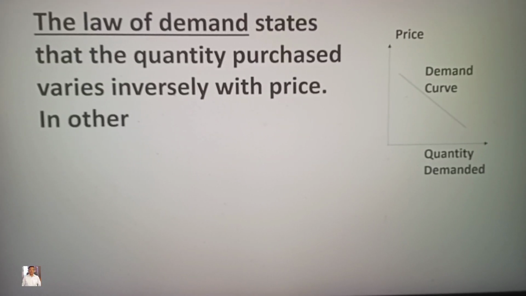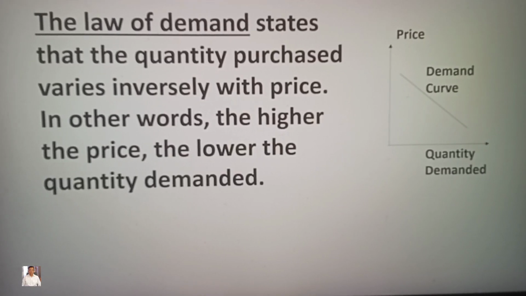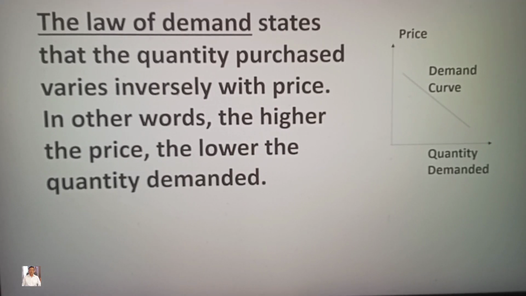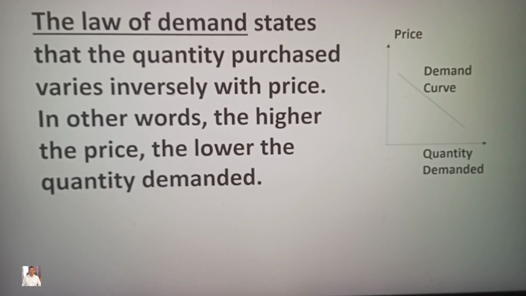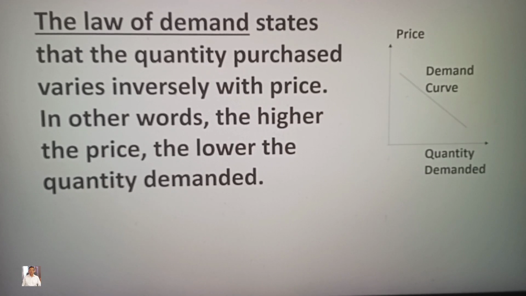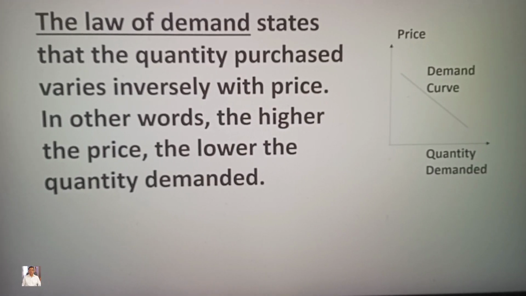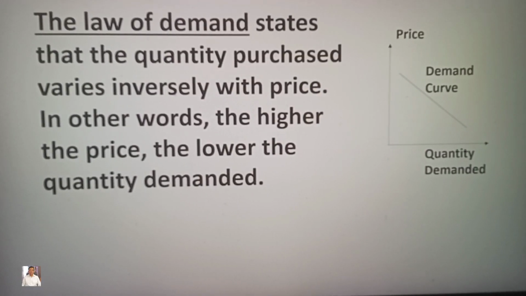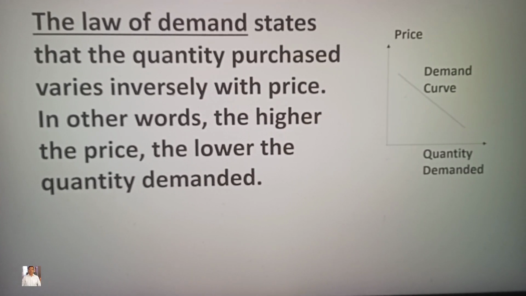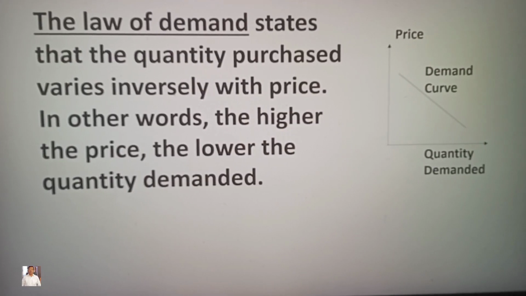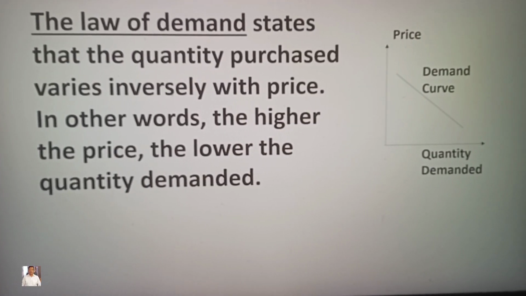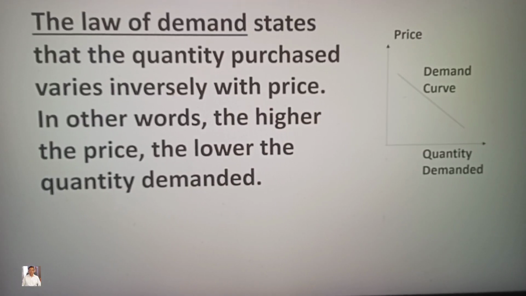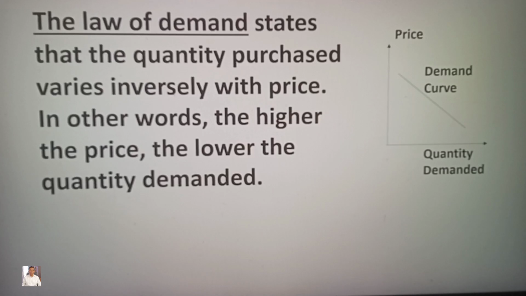The law of demand states that the quantity purchased varies inversely with price. In other words, the higher the price, the lower the quantity demanded. Alongside the law of supply, it explains how market economies allocate resources and determine the prices of goods and services. In the figure, the y-axis represents price and the x-axis represents quantity demanded. The demand curve indicates that demand will be less if price increases.